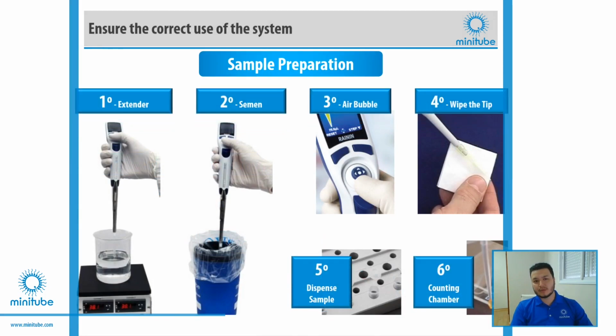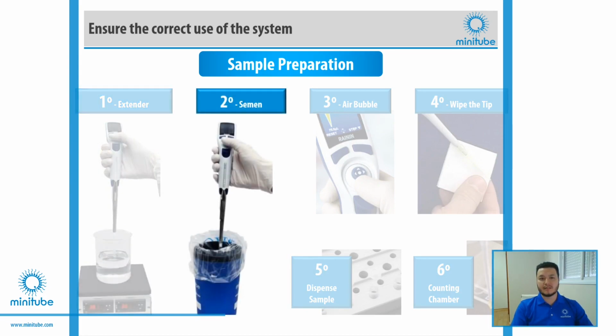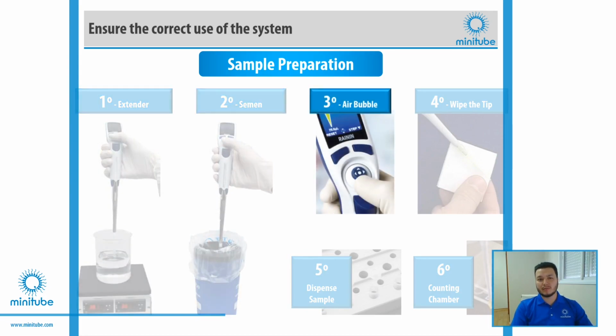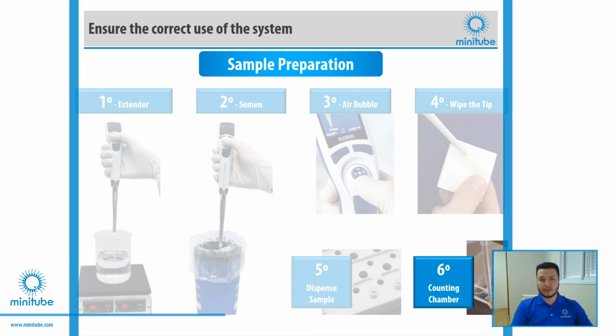In fact, the procedure is quite simple. We could sum it up in just 6 steps. First, take the extender. Second, take the semen. Third, make an air bubble. Then wipe the tip. Dispense the sample in a pre-warmed vial. And then finally, load the counting chamber.